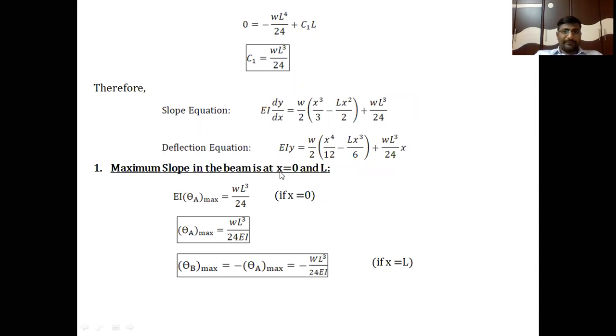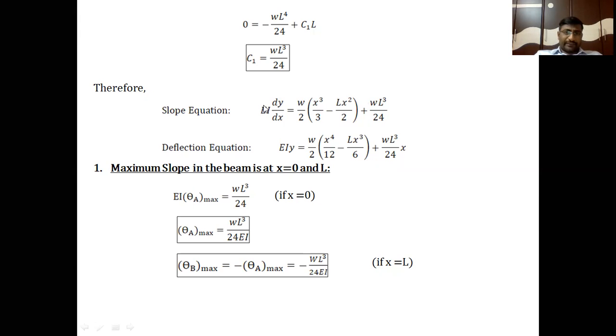Maximum slope in the beam is at x equal to 0 and at x equal to L. So at both supports, the slope is maximum. Upon substitution of x equal to 0 into the slope equation, we can get the maximum slope. If you substitute x equal to 0, this parameter and this parameter are 0. So on the right hand side, WL cube by 24 is the remaining value.